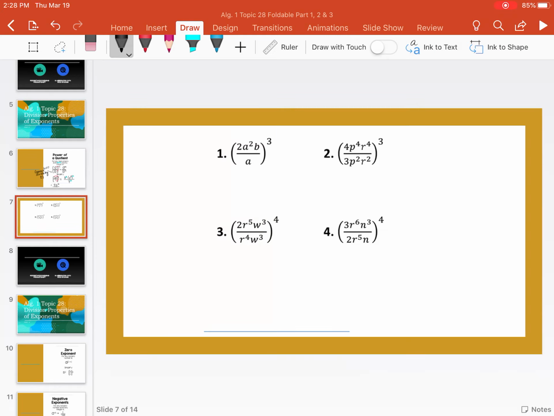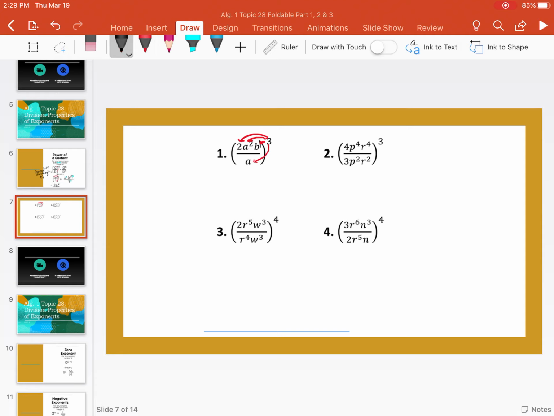Okay, let's do a few examples. If you open up your flap on your foldable, these are the 4 examples that are underneath. First example: 2a squared b divided by a, all raised to the third power. What we're going to do first is, if we do not see an exponent, I'm going to write 1. And now we're going to apply the 3 to every term: to the 2, to the a term, to the b term, and then to the a down here.